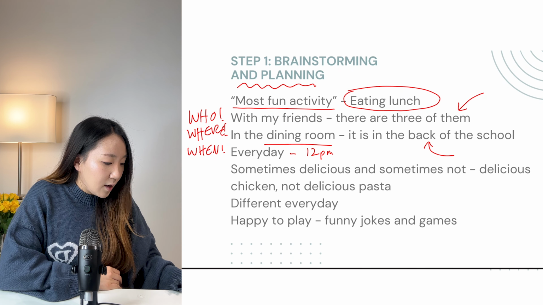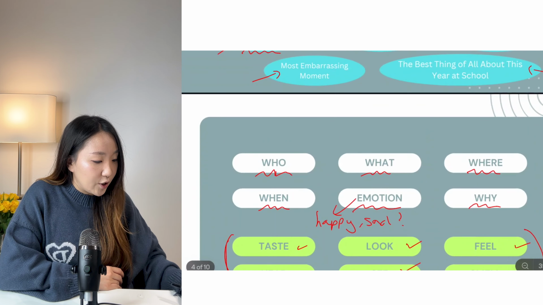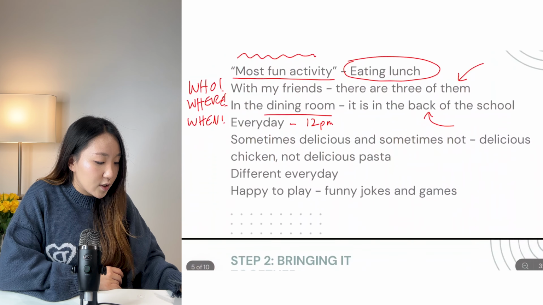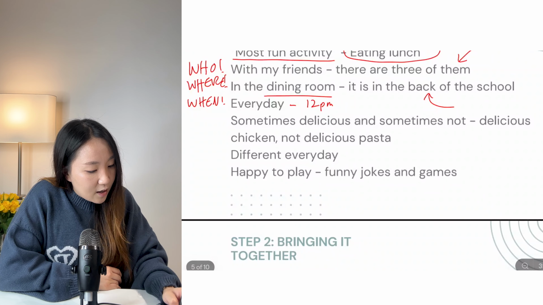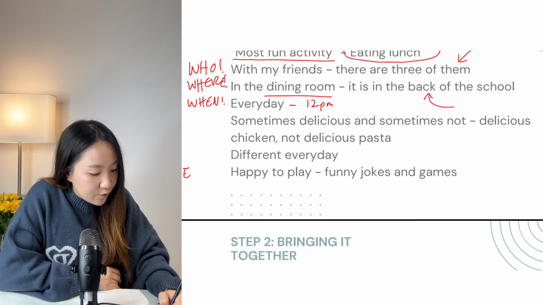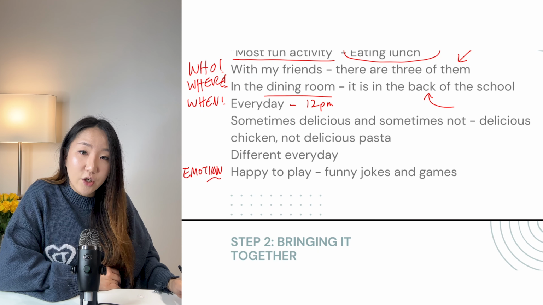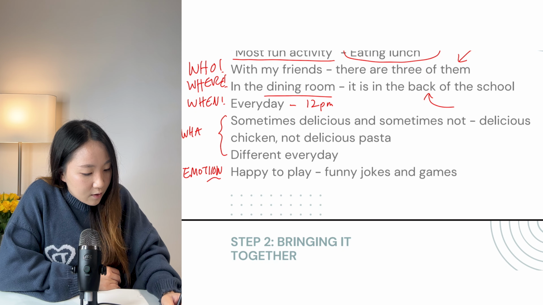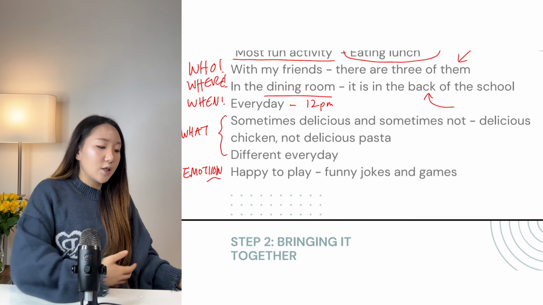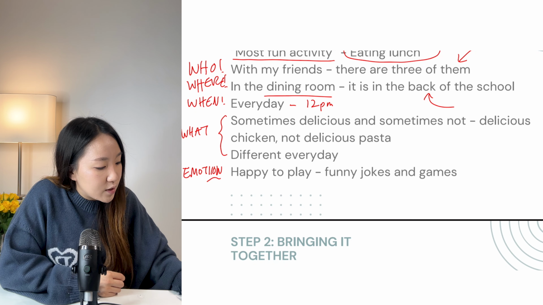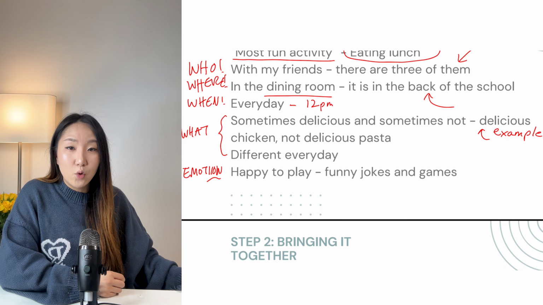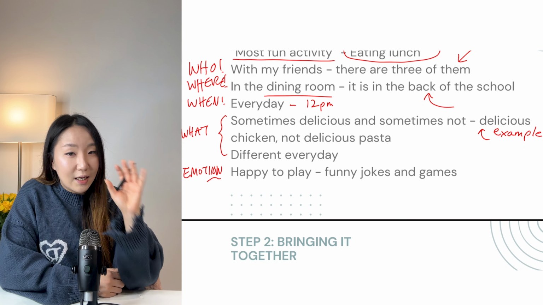And then, looking at the next part, we had emotion and we also have what, okay? So what was it and how did I feel about it? Emotion we've got down here. I'm happy. Happy to play, have funny jokes and games during lunch, right? And then here we've got what. So we've got different every day, sometimes delicious food, sometimes not. I've also got an example here. Using an example is a very good way to get more words and also make your writing clearer, okay?